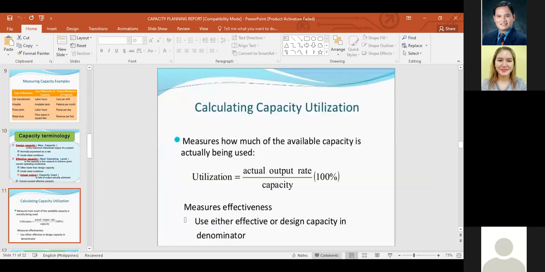So how are we going to calculate the capacity utilization? It measures how much of the available capacity is actually being used. So utilization is the actual output rate over the capacity, times 100%. To measure effectiveness, it uses either effective or design capacity in the denominator.